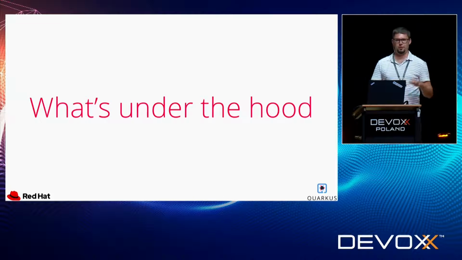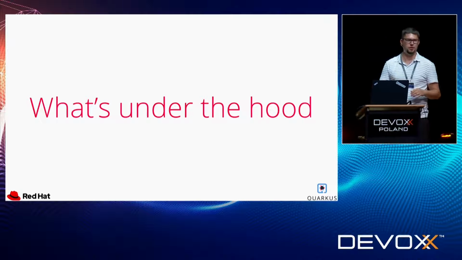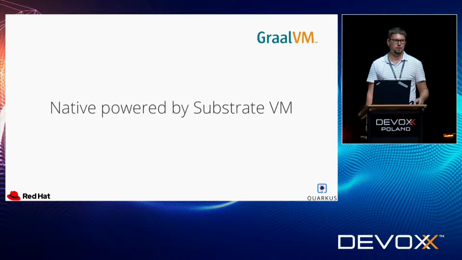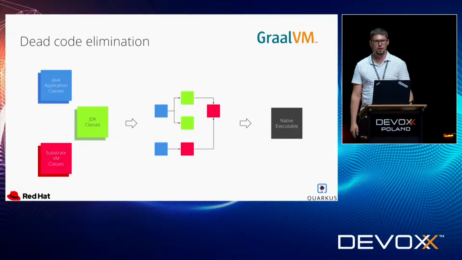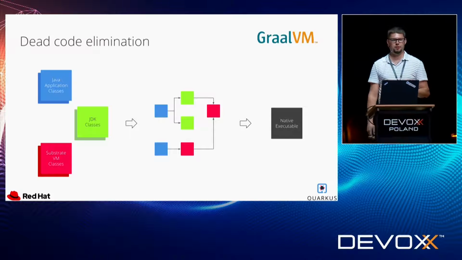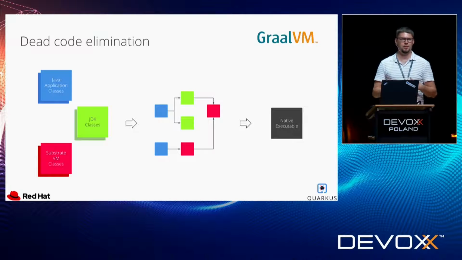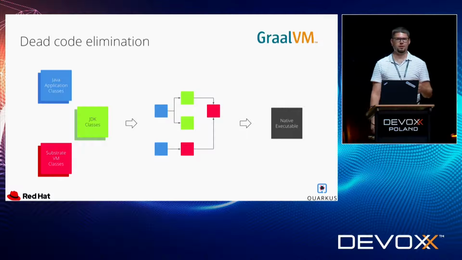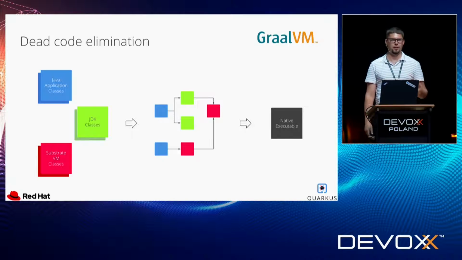Let's take a look a bit deeper at how it works. As I already said at the beginning, for the native execution, it uses SubstrateVM. One of the powers of SubstrateVM comes from dead code elimination. During the compilation, SubstrateVM analyzes the whole graph of your application and the libraries it uses and eliminates everything you don't need.